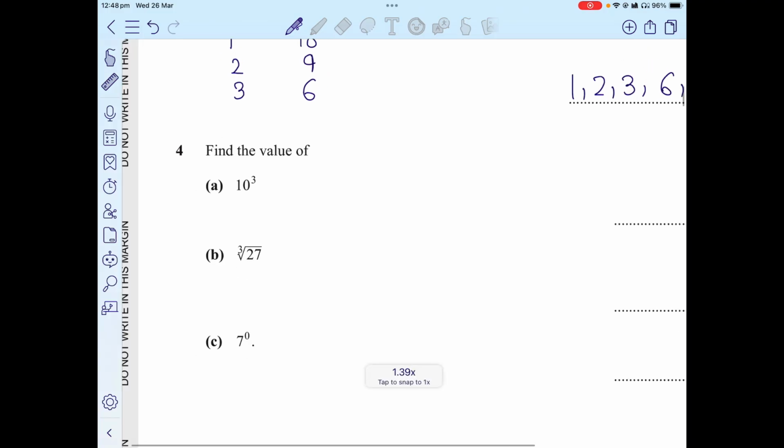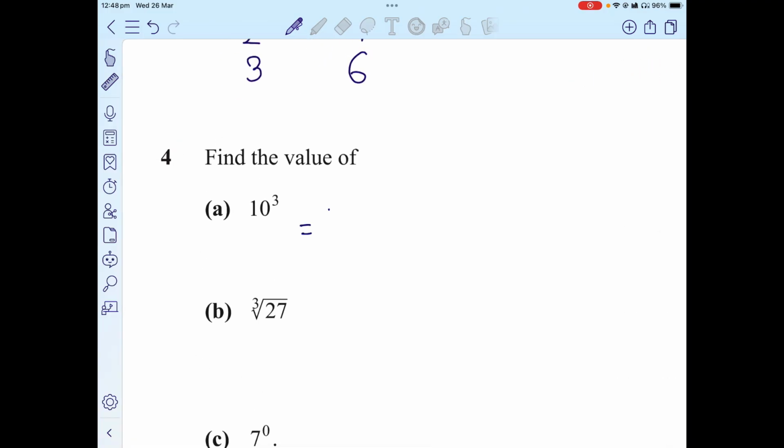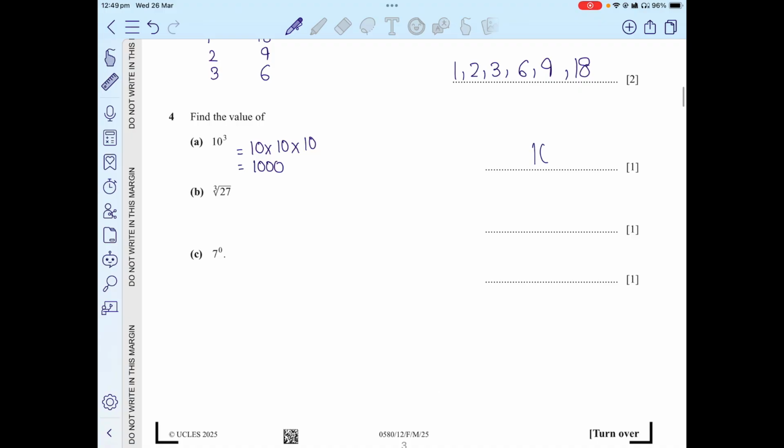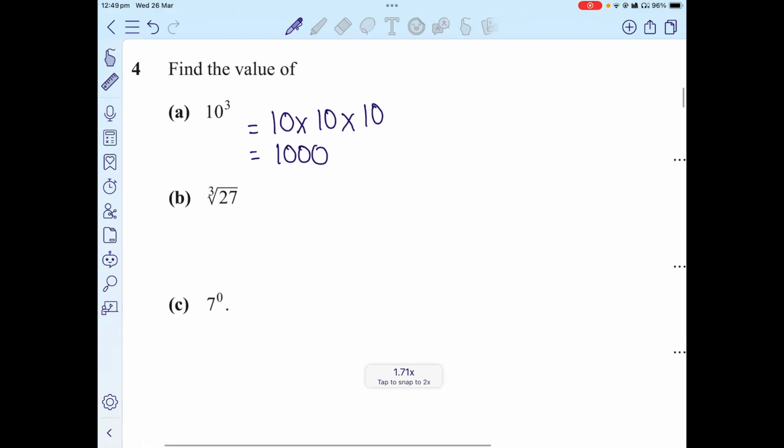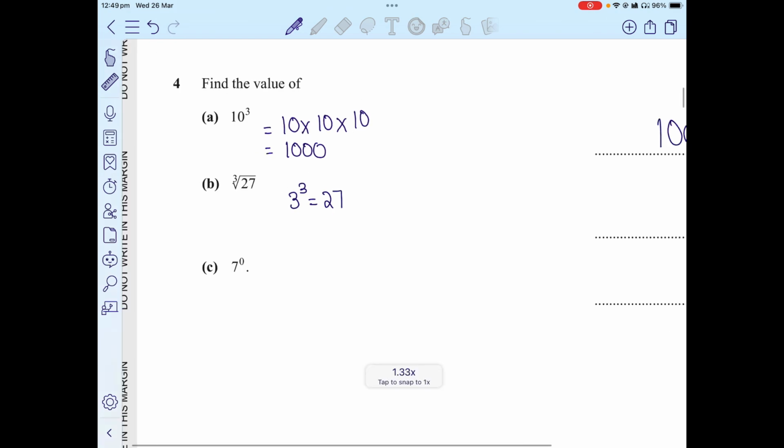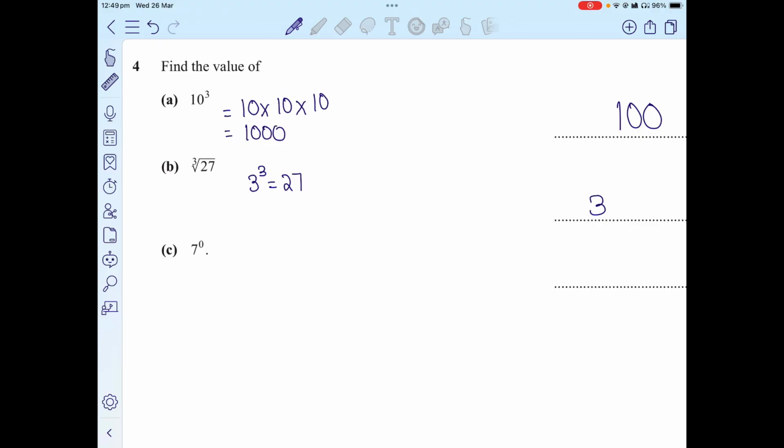After that, find the value of 10 raised to 3. Now 10 raised to 3 basically means 10 into 10 into 10. 10 into 10 is 100, and 100 into 10 is 1,000. So this would be 1,000. Then it says cube root of 27. We all know that 3 cubed is 27, so the cube root of 27 would be 3. And what is 7 raised to 0? We know that any number raised to 0 will always give us 1.